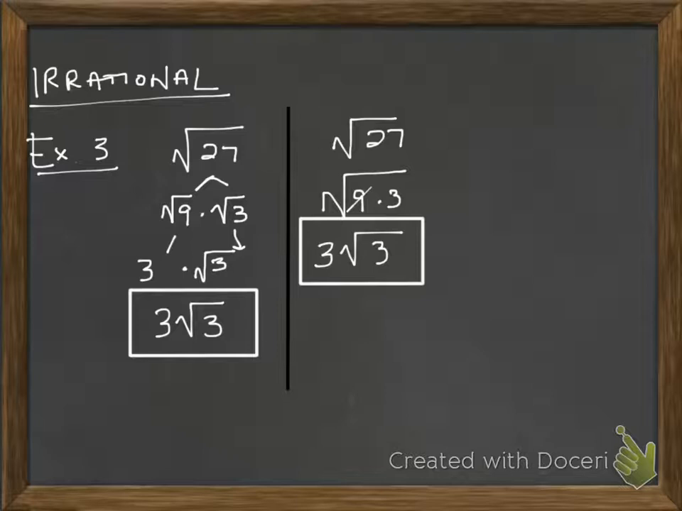All right, any questions on this? This is kind of a more elongated method, but it's easier for some people if they have a hard time with factoring. This is also another method. This is what we use in Algebra 2. It's a little quicker. All right, here we go.